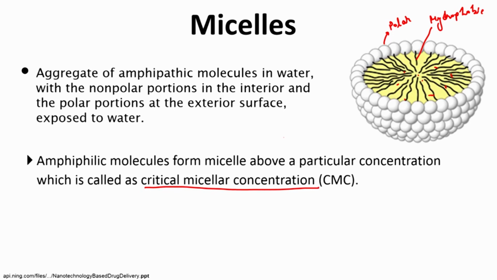This could be, let us say, 1 mg per ml, this could be 1 microgram per ml, or this could be something else. But for any amphiphilic molecule, above this particular concentration, they will tend to form micelles. Below that, they will be within the solubility limit. So they will still be soluble, but as you increase the concentration of these molecules in the aqueous environment, they will then tend to form these micellar structures.